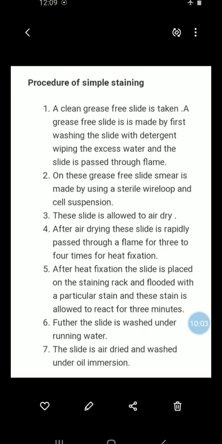Then on this grease-free slide, a smear is made by using a sterile nichrome wire loop and cell suspension. Then this smear is allowed to air dry. Keep in mind, not artificial drying, it is natural drying.